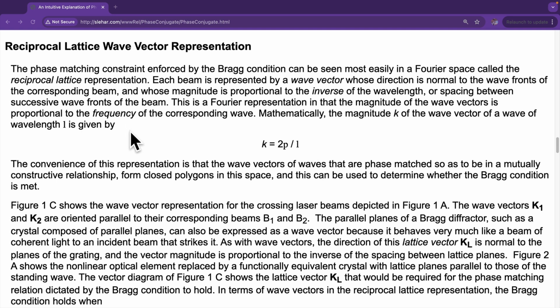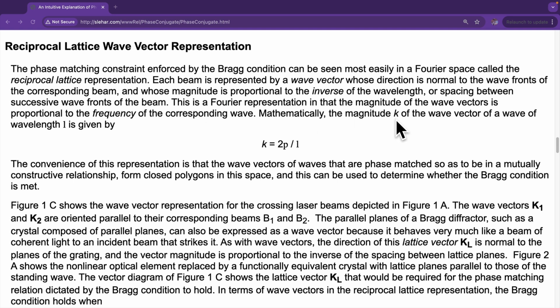Reciprocal lattice wave vector representation. The phase matching constraint enforced by the Bragg condition can be seen most easily in a Fourier space called the reciprocal lattice representation. Each beam is represented by a wave vector whose direction is normal to the wave fronts of the corresponding beam and whose magnitude is proportional to the inverse of the wavelength, or spacing between successive wave fronts of the beam. This is a Fourier representation in that the magnitude of the wave vectors is proportional to the frequency of the corresponding waves.